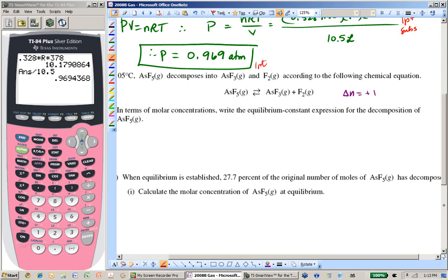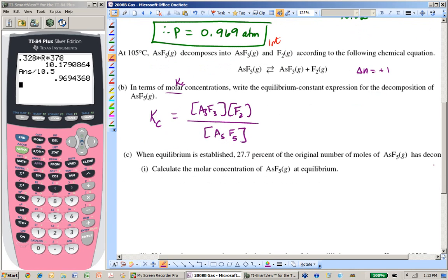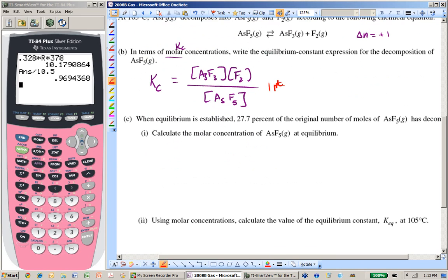So in terms of molar concentrations, write the equilibrium constant expression for the decomposition. So when they say molar concentrations, that means Kc. So use the appropriate symbols for this. Products over reactants, everyone raised to the power of their coefficients. In this case, all are 1s, so that makes my life easier. So there you go. You get a point for that. So you got 5 points, and you haven't had to do very much with the equilibrium at all.